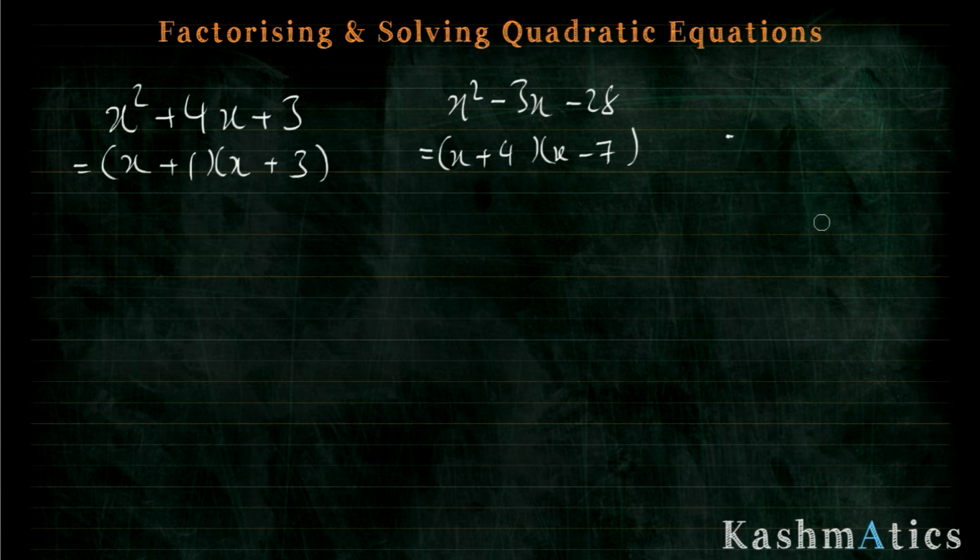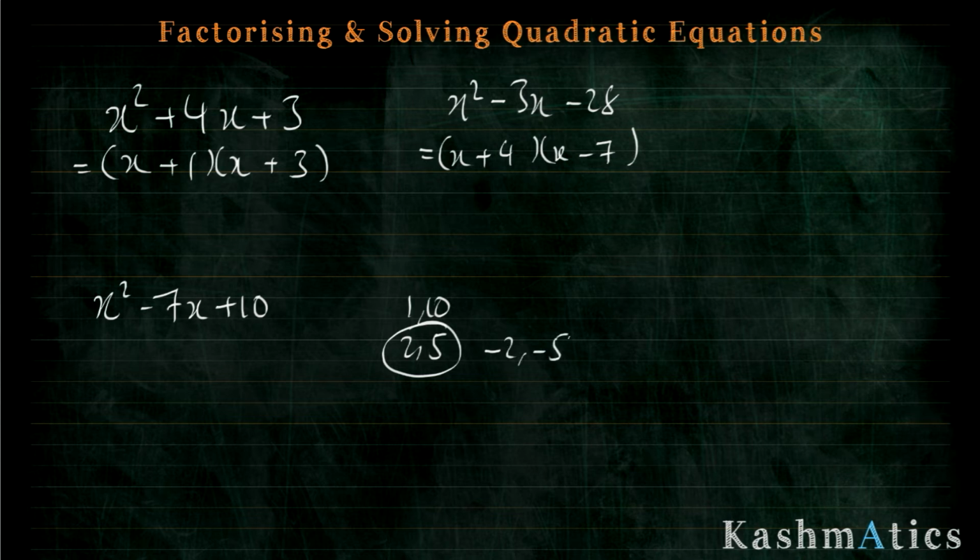Right, and one last one. Let's say we had x squared take away 7x plus 10. So factors of 10, 1 and 10, 2 and 5. And I need to make a minus 7 somehow. To make a minus 7, I need these ones. And it'd be minus 2, minus 5, because minus 2 take away 5 is minus 7.